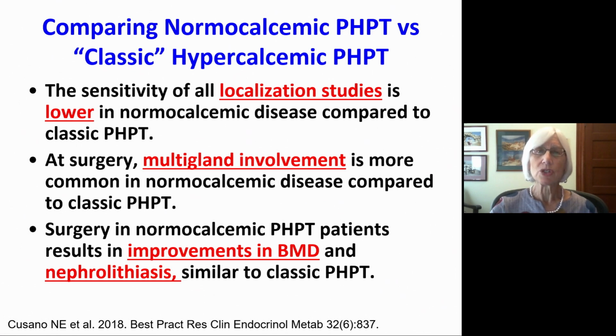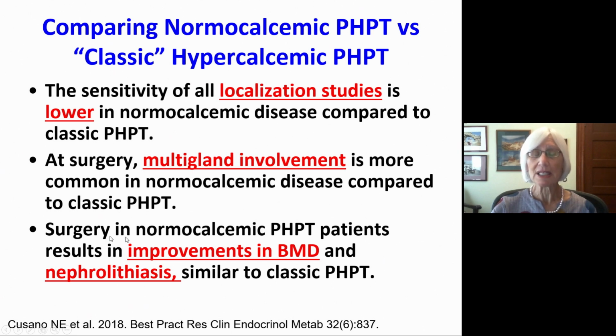But it turns out that patients with normocalcemic primary hyperpara are different than classic hypercalcemic primary hyperpara. All of the localization studies that we use have lower sensitivity in finding the adenomas in normocalcemic disease compared to classic primary hyperpara. And in fact, at surgery, multi-gland involvement is more common in the normocalcemic form of this disease compared to classic primary hyperpara.